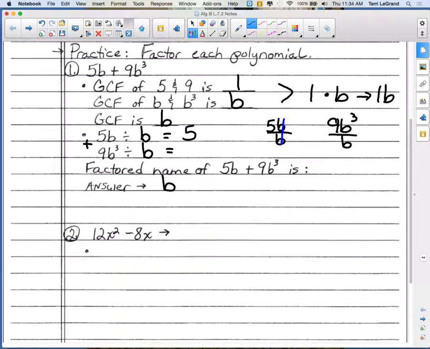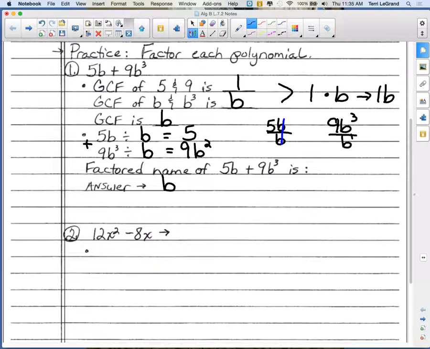Okay? And then we ask ourselves, what's b cubed divided by b? B squared, b to the second power. Because what do we do when we're dividing powers with the same base? We subtract. So we have a 3 subtract a 1. There's that invisible 1 downstairs. So 3 subtract 1 is 2. So we have b squared, actually.